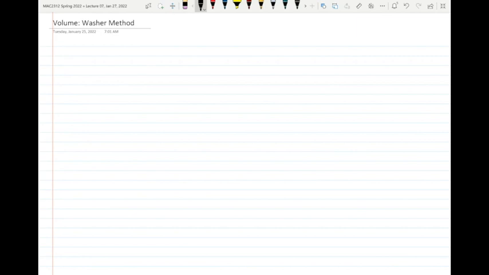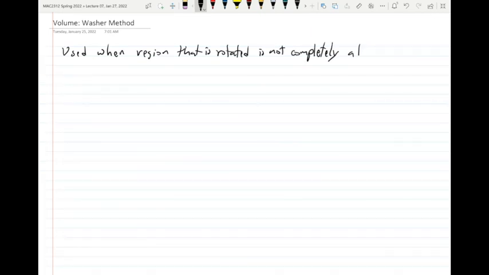So here, this is used when the region that is rotated is not completely adjacent to the axis of rotation, okay? So there will be a little hole in the solid that we obtain.